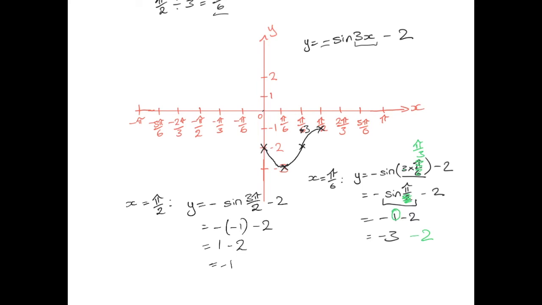I'm turning around already. Hopefully now you can see that my curve is just going to go back down to here, and then back up to here. You just follow the pattern just like the normal sine curve. So that's what it looks like.